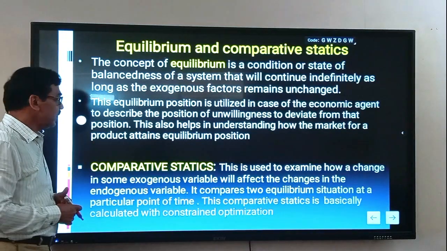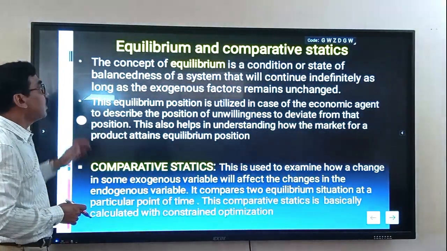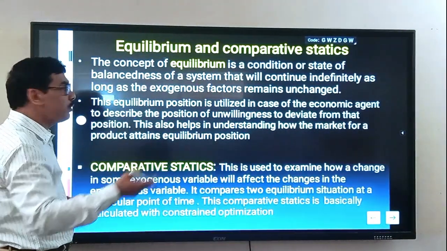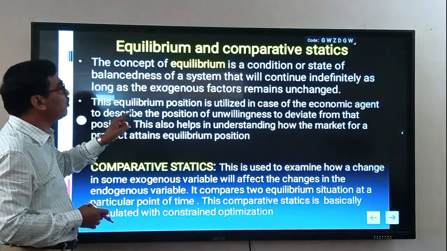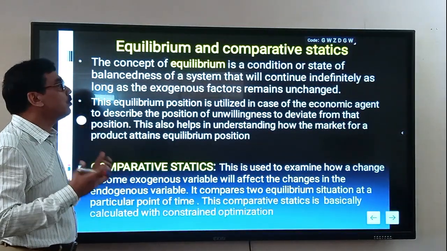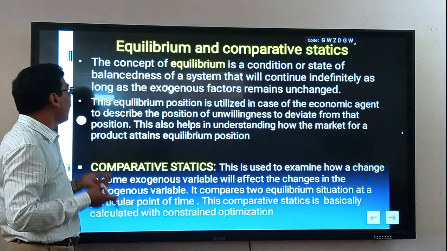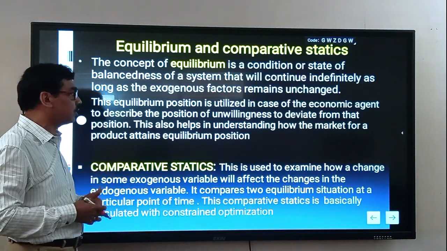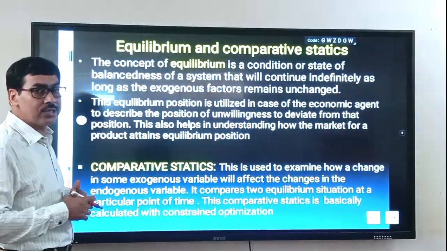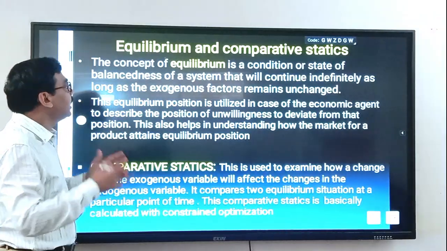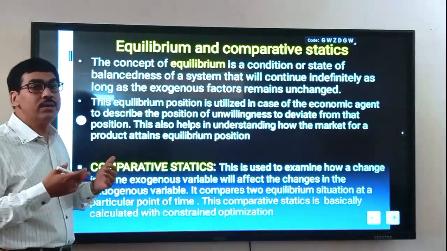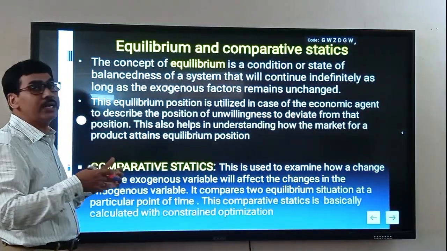And comparative statics. These are the second and the third. The concept of equilibrium, which I will explain in detail when the equilibrium chapter comes. The concept of equilibrium is a condition or state of balancedness of a system that will continue indefinitely as long as the exogenous factors remain unchanged. That means if the external factors are kept fixed, then the system will continue in a balanced form without any time determination or time factor.